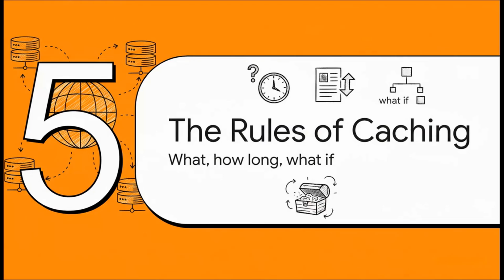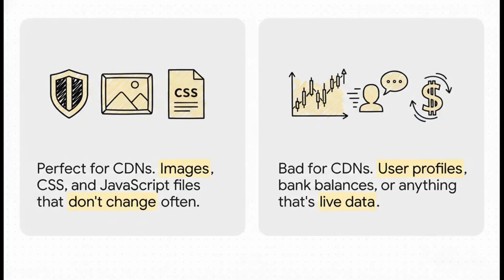Okay, so now we know how CDNs find the closest server and send you stuff. But what stuff should they be sending, and for how long should they keep it? This is where we get into the actual rules of caching. So the most important rule is understanding the difference between static and dynamic content. CDNs are absolutely amazing for static things, images, CSS files, JavaScript, stuff that doesn't change very often. But they're a terrible idea for dynamic content, things like your personal user profile or your bank balance. That stuff changes all the time. You can't cache a live stock price, right? It would be wrong the second after you saved it.